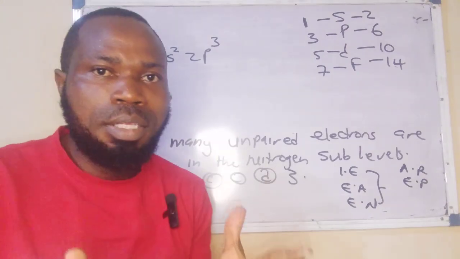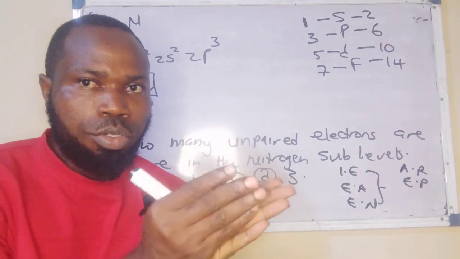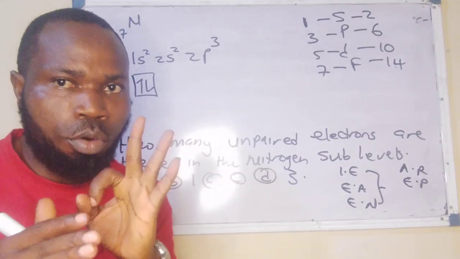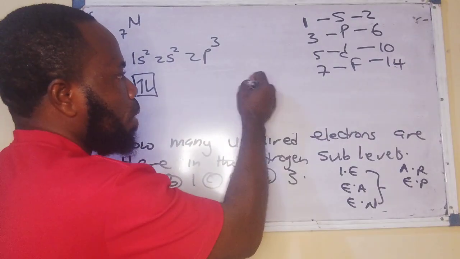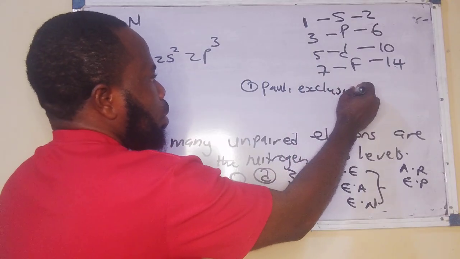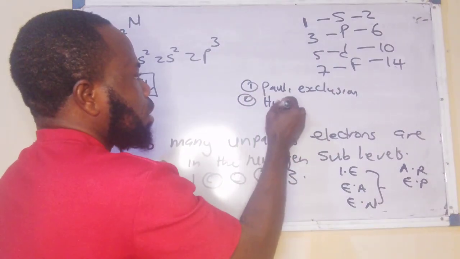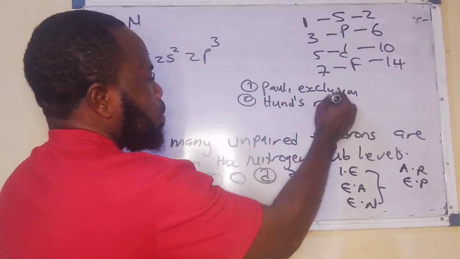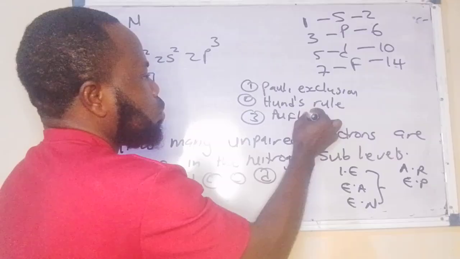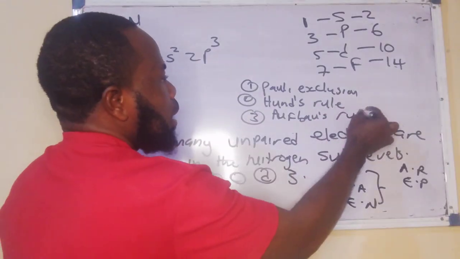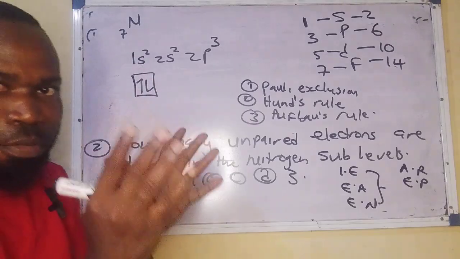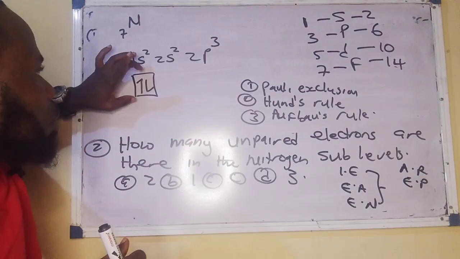Now, remember, this video is all about using one question to target so many points. There are 3 laws that govern electronic configuration. Number 1, we have the Pauli exclusion principle. Number 2, we have Hund's rule of maximum multiplicity. Then number 3, we have the Aufbau rule. Now, the Pauli rule says that electrons should be arranged in opposite directions.